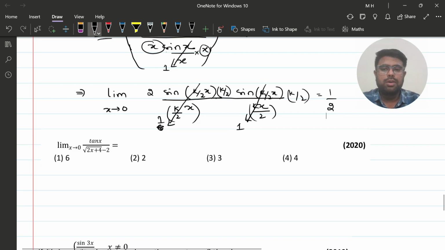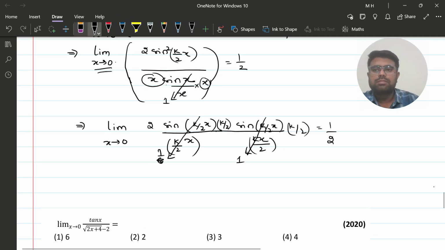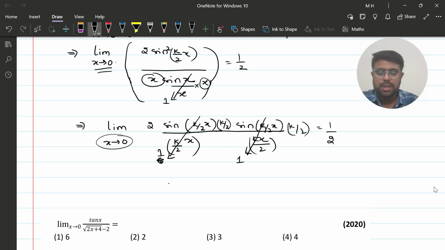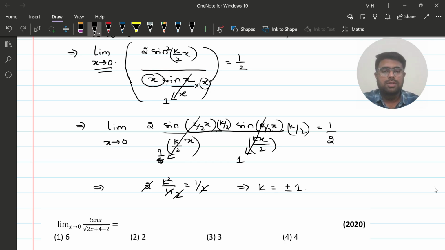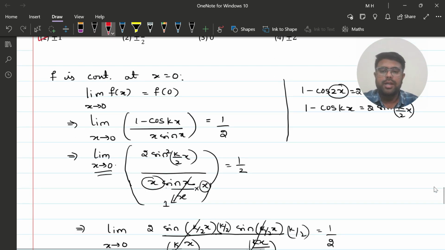So what am I finally going to get? The limit is gone because there is no x term here, so this implies 2 times k by 2 into k by 2 is k square by 4 is equal to 1 by 2. So 2 ones are 2 twos, and then this and this goes, k square equal to 1, so therefore k equal to plus or minus 1. So this is going to be the answer. K is equal to plus or minus 1 is going to be the right answer.